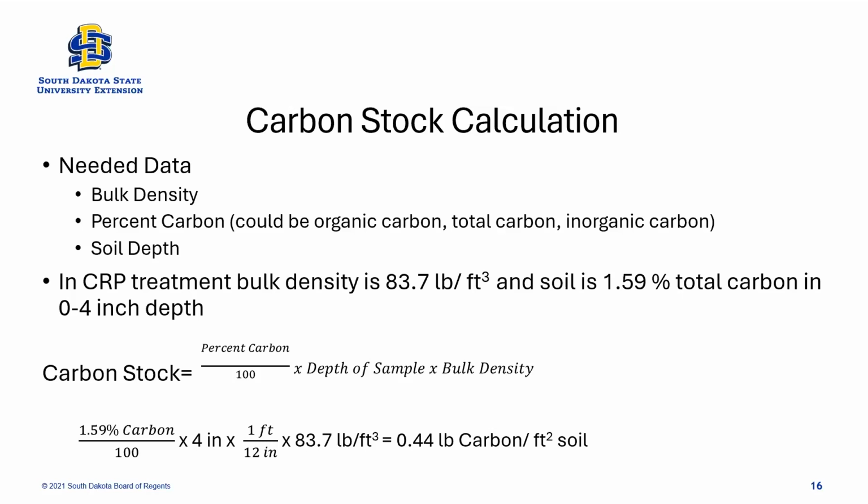So for example, in the CRP treatment, the bulk density is 83.7 pounds per feet cubed, and at 1.59% total carbon in the 0 to 4 inch depth. So to calculate the carbon stock, you need the fraction decimal of the carbon. So you take 0.0159 times the depth of the sample, which is a third of a foot, and multiply it times the bulk density, and you can see the conversion in this bottom, and then you get how much carbon is in a square foot of soil from the 0 to 4 inch depth.